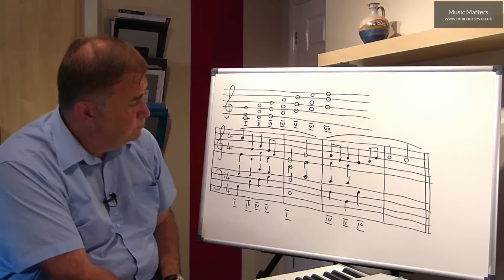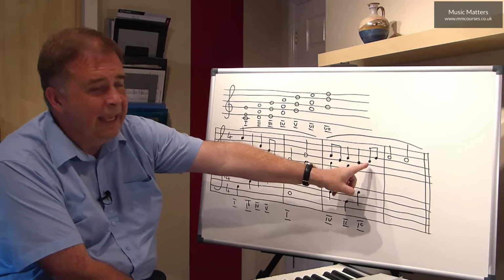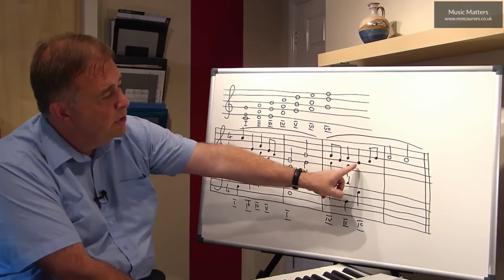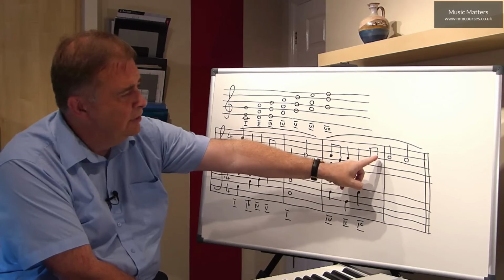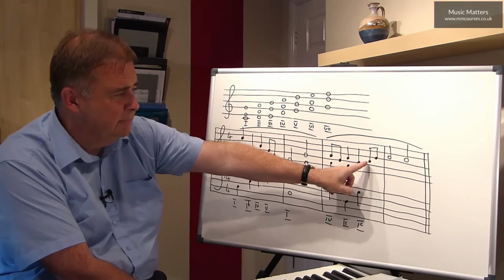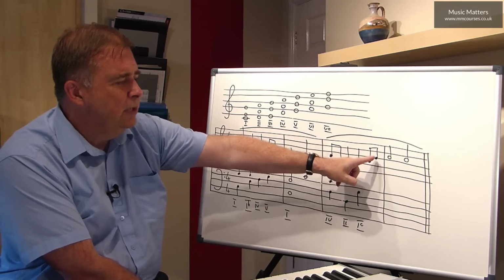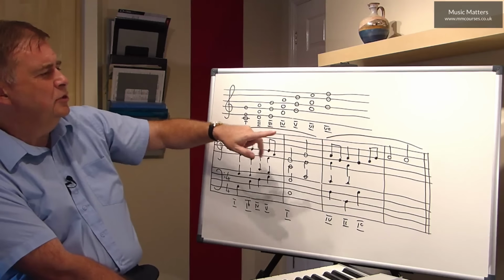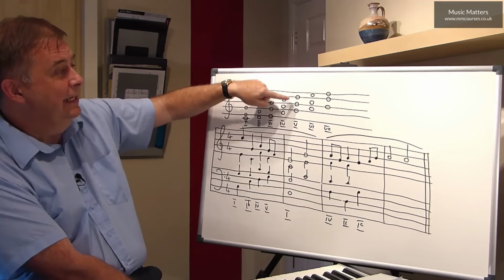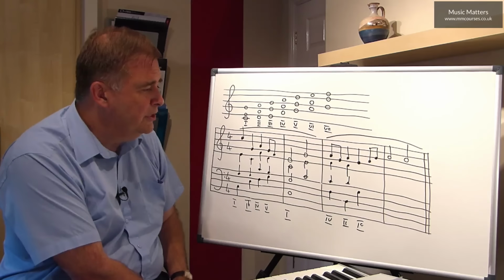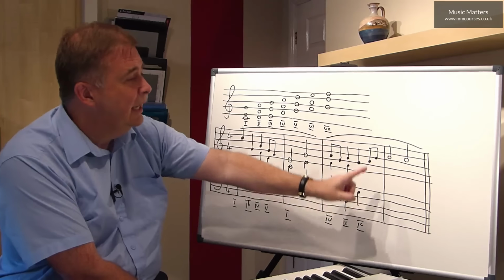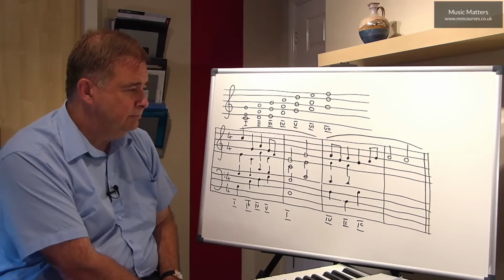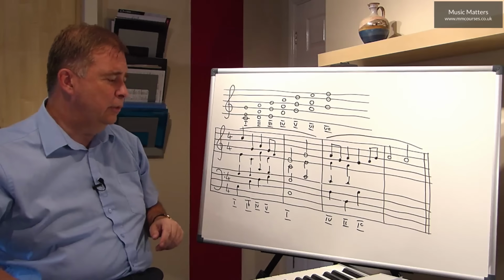But all is not lost, because it's possible that this A is a passing note. Can you see it's passing by step between G and the B that follows it? So this could be a passing note, in which case I'm looking for a chord that harmonises with a B. Let's just go back to chord 5 for a moment. G, B, and D. Aha! So all is well, because I can use a chord 5 here, and I can treat the A as a passing note. Let's just do that, and then I want to say one more thing about it.